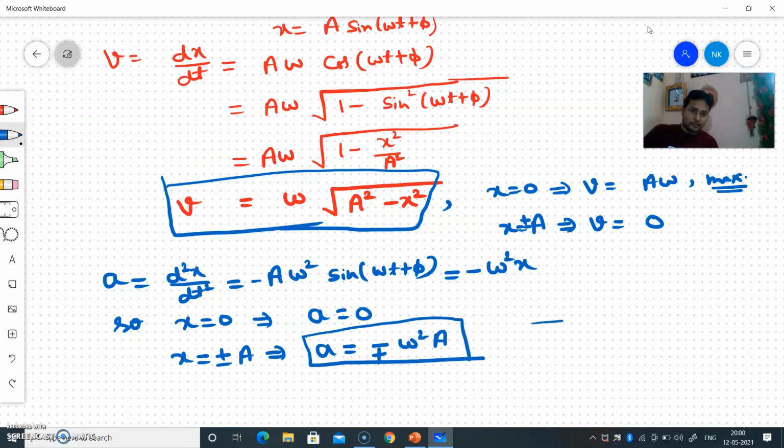So if you check the oscillations between P, Q and O, there is simple harmonic motion. At x is equal to 0, which is also known as the mean position or stable equilibrium position, you see that a is equal to 0. Acceleration is 0, so force is 0, but velocity v is maximum, A omega.